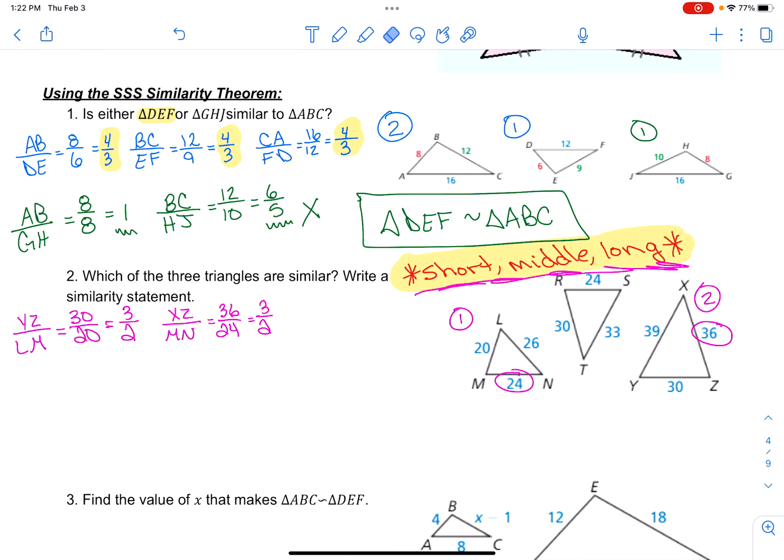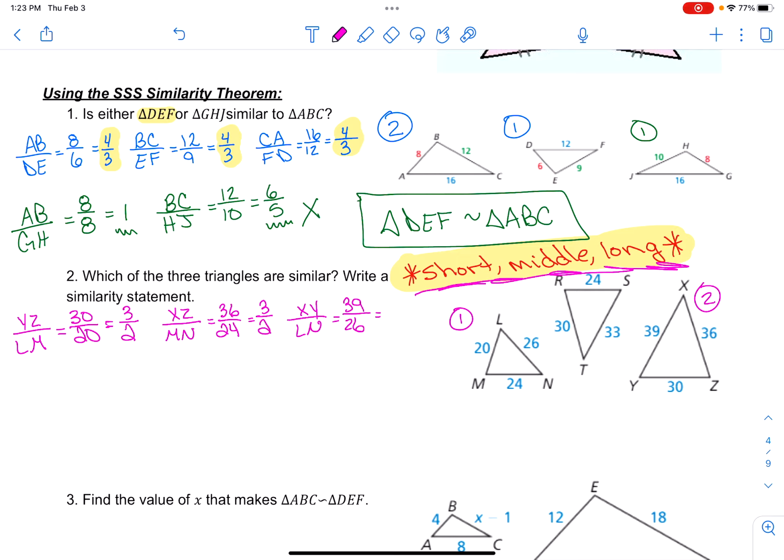So then we only have one other side to consider, and that is our longest side. On our XYZ triangle, that is XY, and on our LMN triangle, it is LN. So XY is 39, and LN is 26.